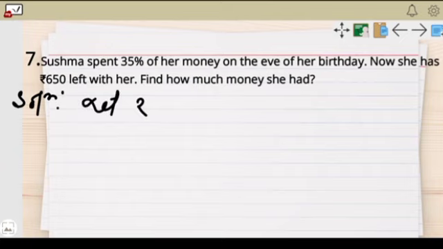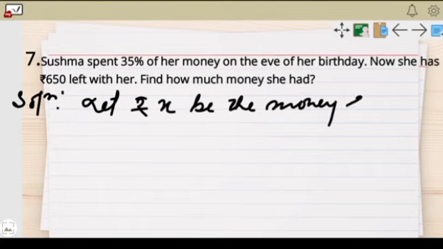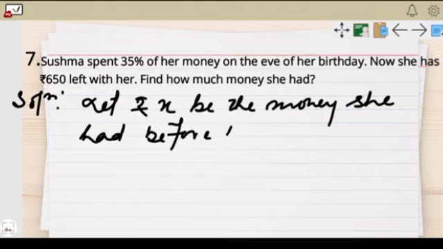Let rupees X be the amount, or you can say be the money she had. Here she means Susma. She had when? Before the birthday. That means before she spent.